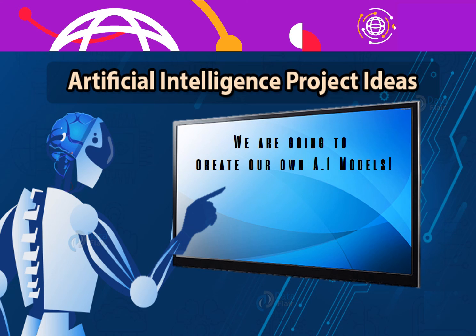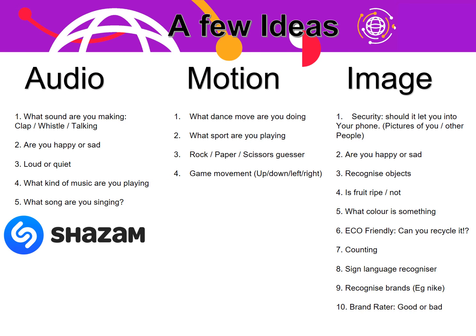We're now going to create our own AI products and our own models. This can be your own ideas. Here are a few ideas. You can choose audio, motion or image. Just be careful with motion though, because this can be a bit slow. You could do one to find out if you're happy or sad, loud or quiet, what kind of music you're playing, what song you're singing.